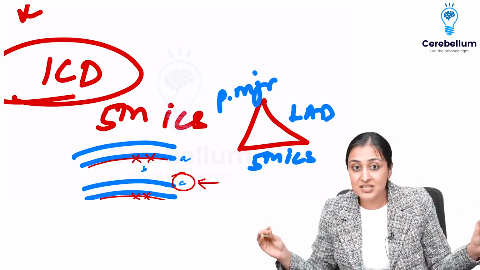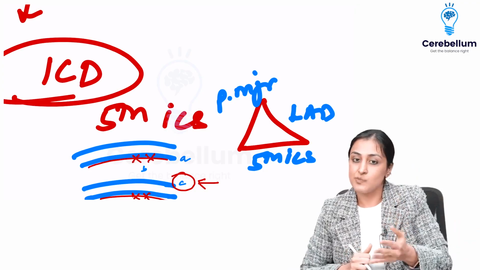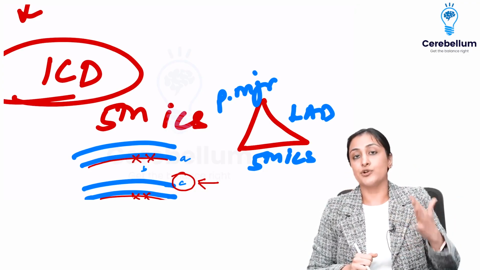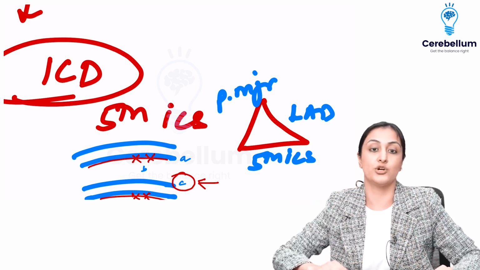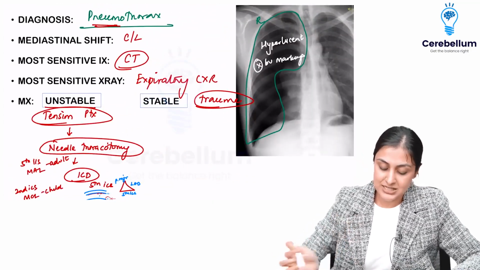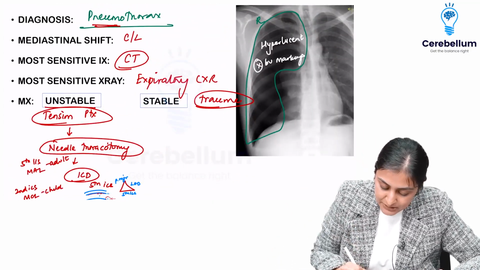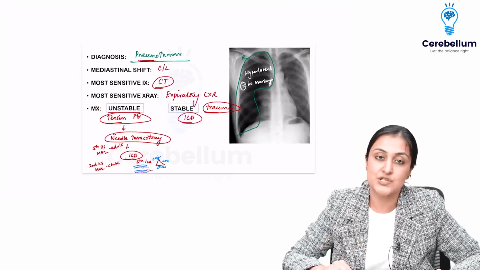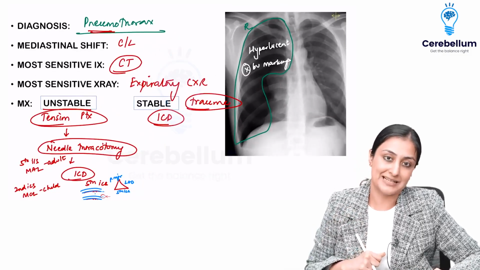Don't memorize the line. Understand this image and you will never forget it. So vessels run below the inferior border of the rib. So I always have to go along the superior margin of the inferior rib, right? But if the patient is stable, all I have to do is put an ICD directly. So this is the management of pneumothorax.